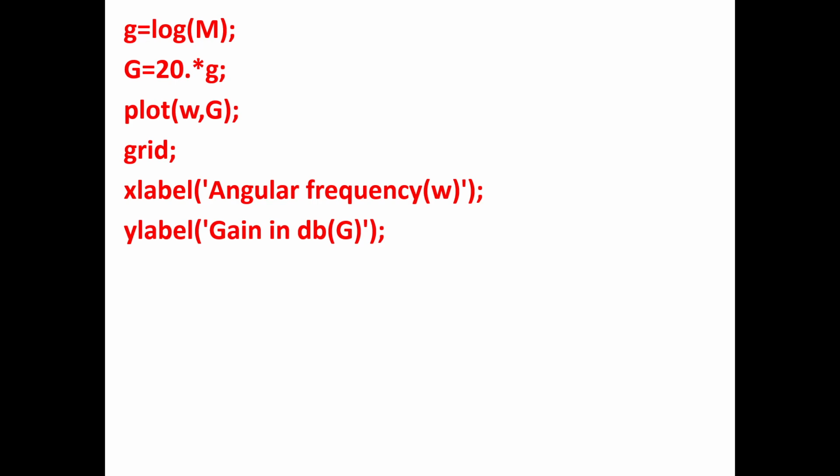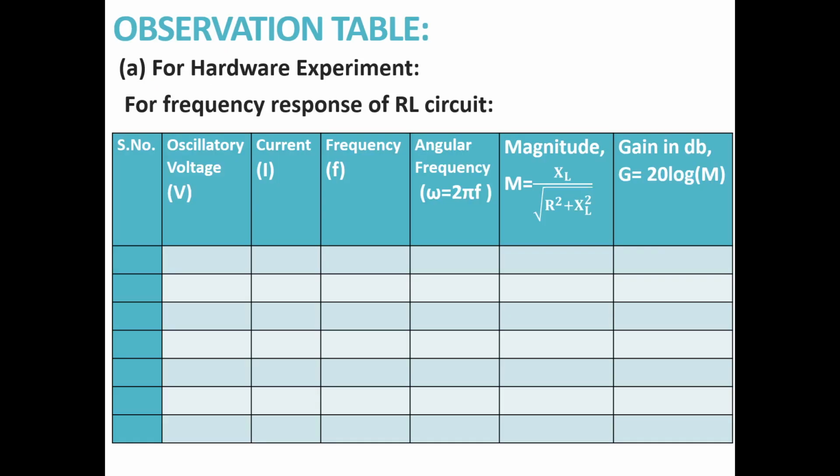So for MATLAB programs, the circuit diagram should be drawn on the left side, but the program should be written on the right side. So let us see the observation table for the hardware experiment.